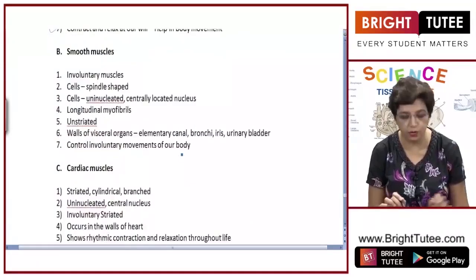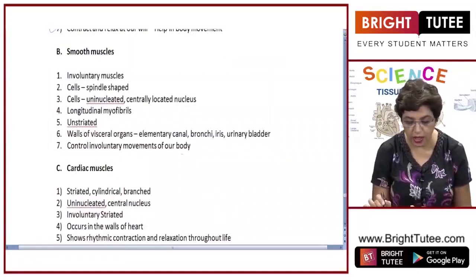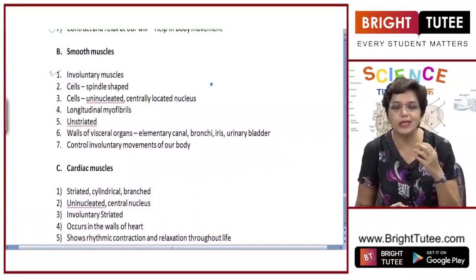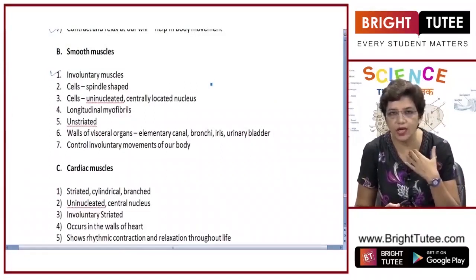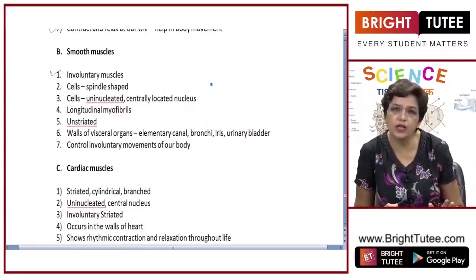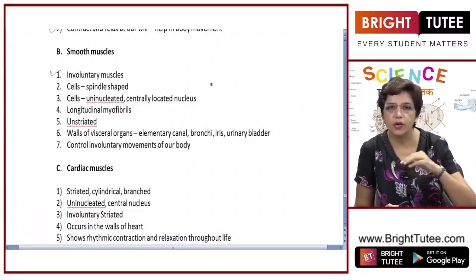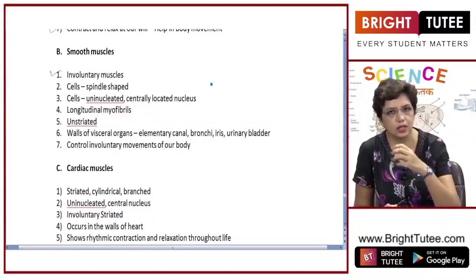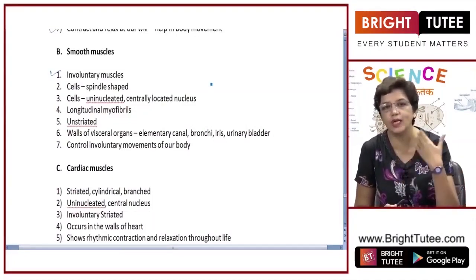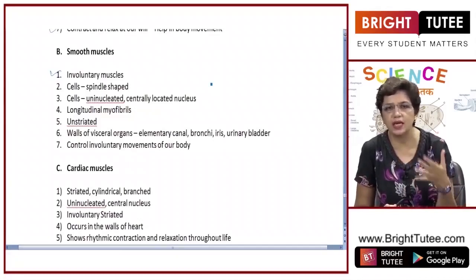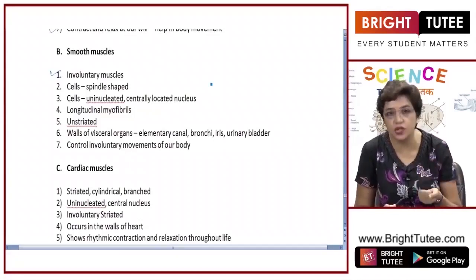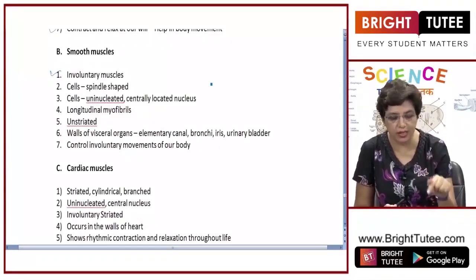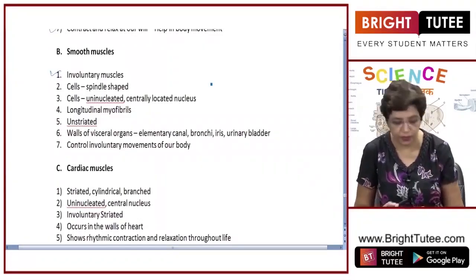The second type is smooth muscles. They are involuntary. They do not work at our own will. So there are many visceral organs inside our body which do not function at our own will. For example, the movement of the diaphragm when we are breathing, or the kidney, or the intestine, the peristaltic movement in the esophagus, stomach and intestine. All these are involuntary. You cannot control them at your own will. So in those organs, the smooth muscles are present.